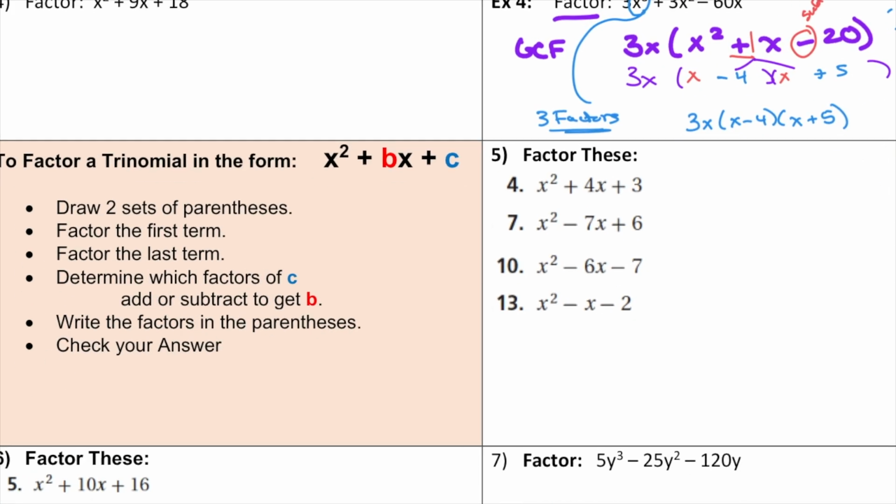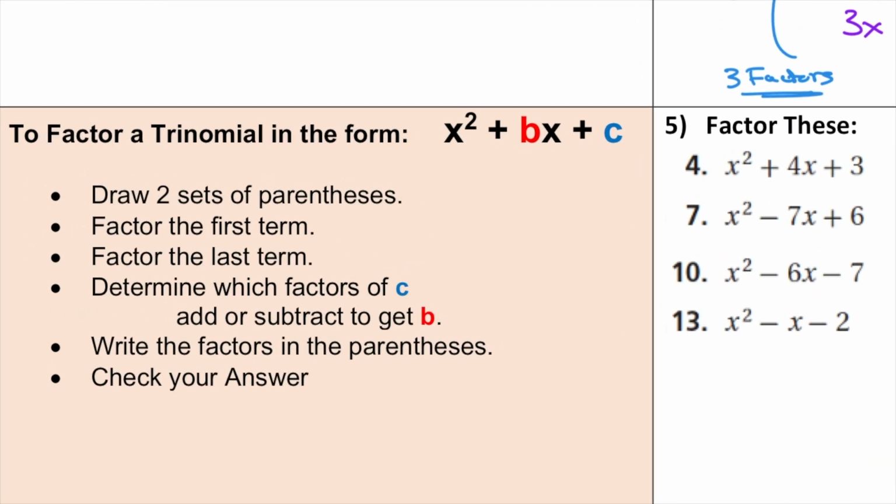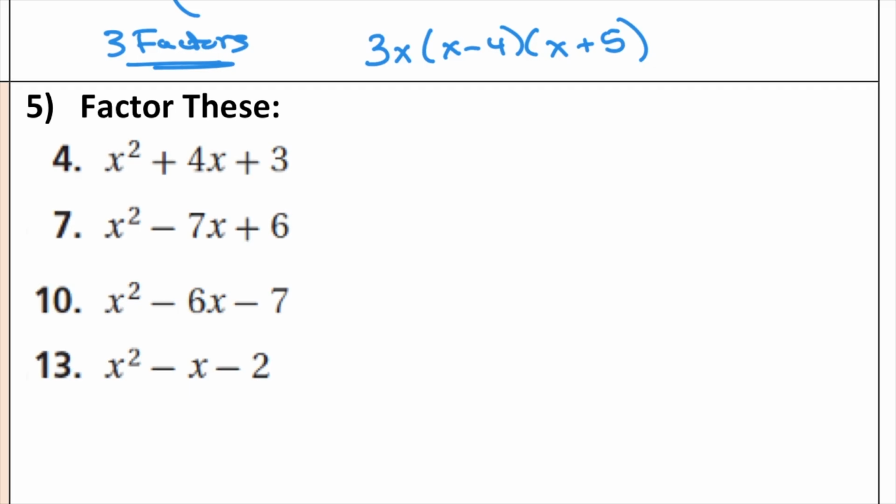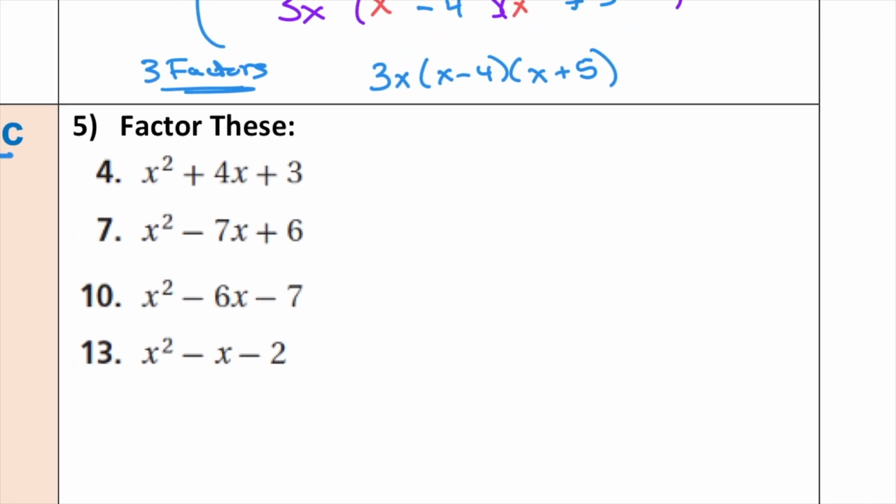Are we surprised? No. So to factor a trinomial in the form of x squared plus bx plus c, draw those two sets of parentheses. Factor that first term, factor your last term, determine which factors of the last term will add or subtract to get that middle term. Write your factors in the parentheses and always check your answers. So give these problems a good try and check your answers in just a minute.